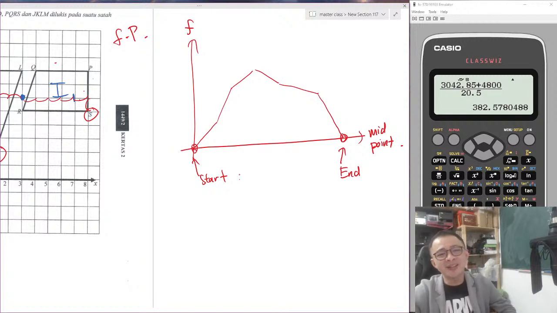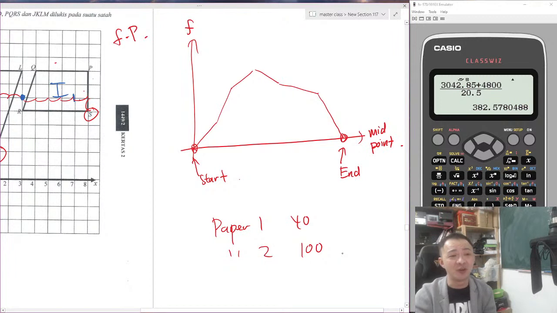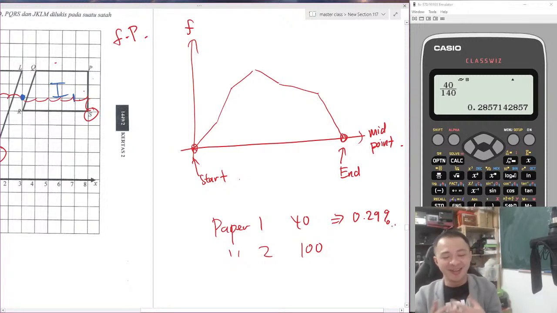Okay, so any tips for paper 1? I think for paper 1, this is how you get the mark, right? Because paper 1 is 40 marks. It's about marks, I don't write percentage. So paper 2 is 100 marks, and then they add together, divide 140. So if you imagine 40 divided by 140, for paper 1 you actually get about 29% only.